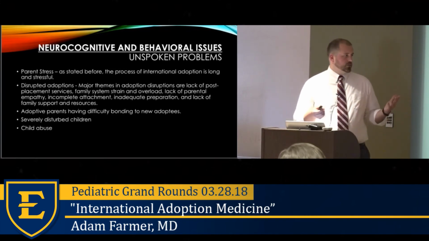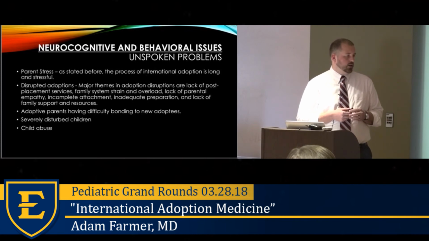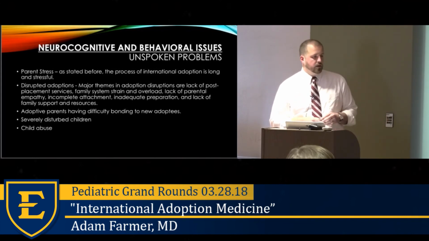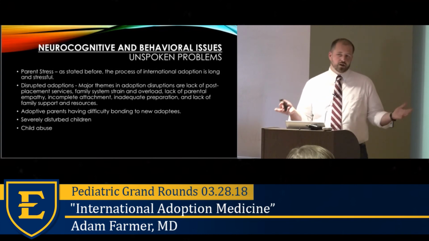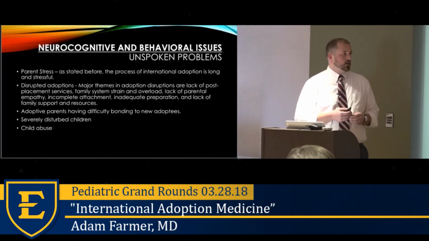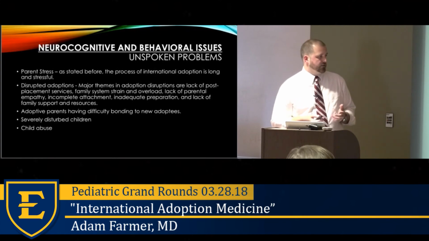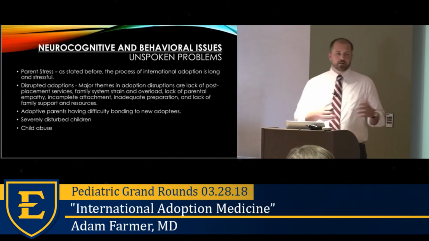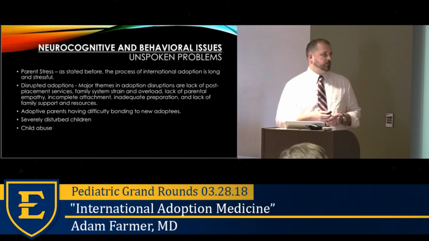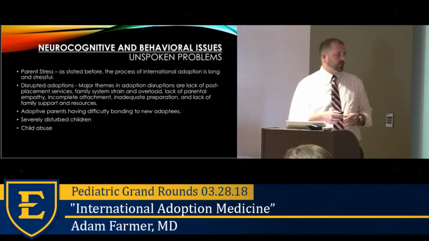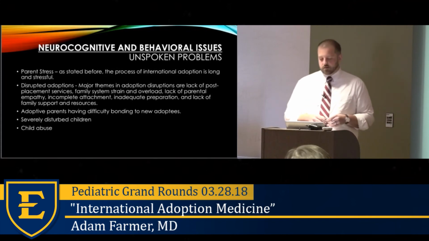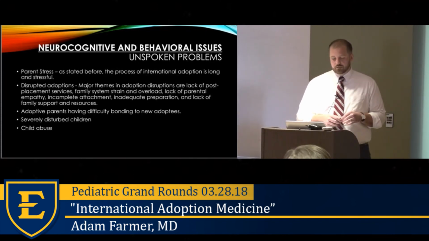Some of the unspoken problems that can be seen in international adoption. One of the things we've talked a lot about is the stress on the child, but parental stress should not be dismissed. Again, the whole process itself can be very trying, very arduous, very stressful, let alone the actual physical traveling and picking up a child, but also having a new child and being a parent can be stressful. Disrupted adoptions are another very difficult thing to deal with.